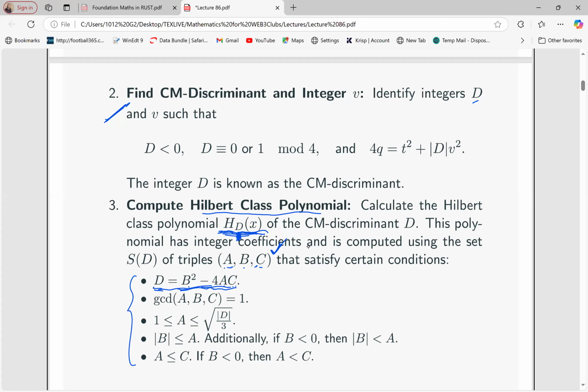The other thing that will assist us is that the GCD of A, B, C must be 1. And the other thing is that this A we want to calculate must be greater than or equal to 1 and must be less than or equal to the square root of the absolute value of the discriminant over 3. So A must be in this range. It should not be less than 1. The least it can be is 1, and the maximum it can be is this.